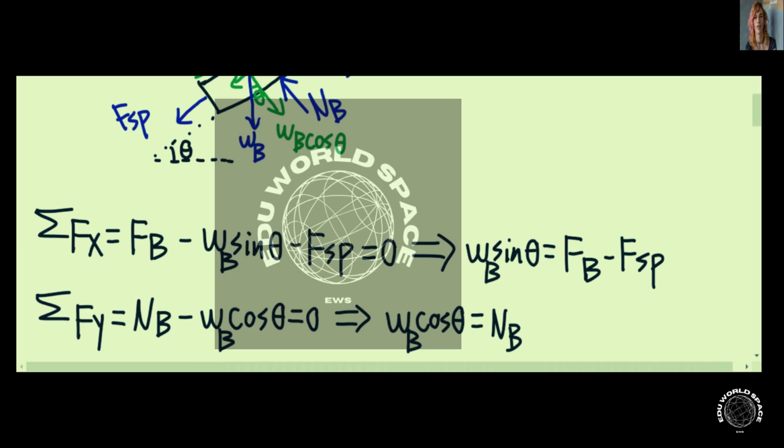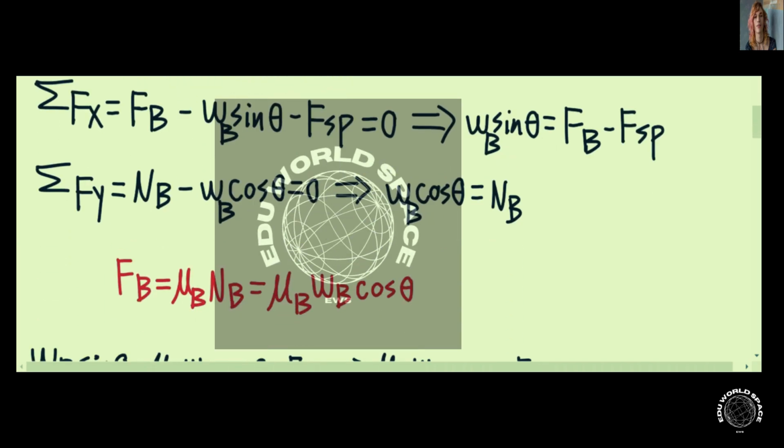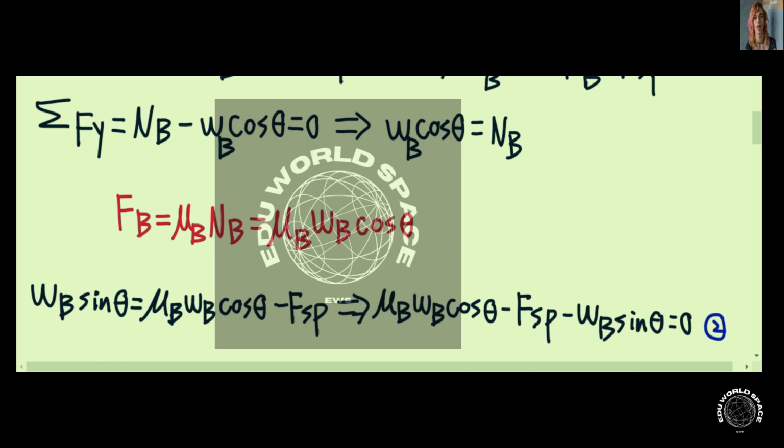And we know Nb here is the normal force at point B. We know Fb is equal to mu B Nb, which is equal to mu B Wb cosine theta. This gives us Wb sin theta equal to mu B Wb cosine theta minus Fsp. So mu B Wb cosine theta minus Fsp minus Wb sin theta is equal to 0. Let's say this is equation 2.